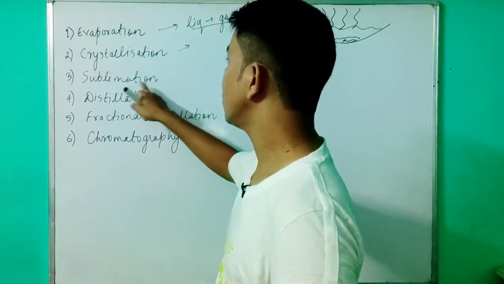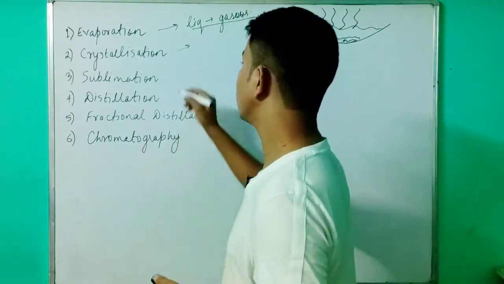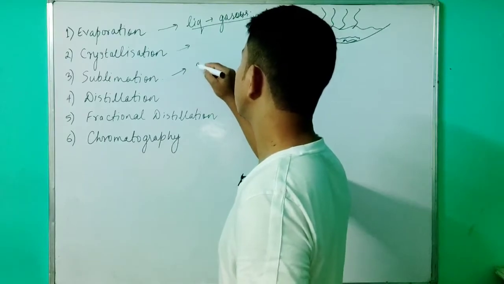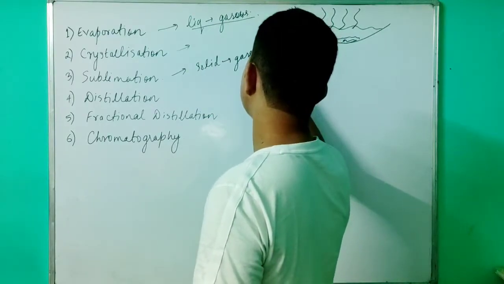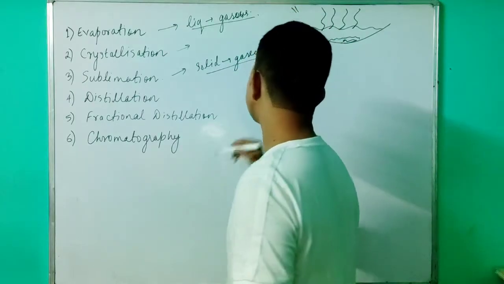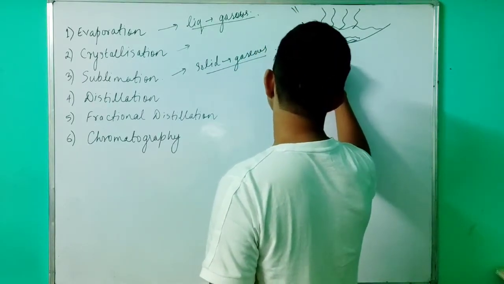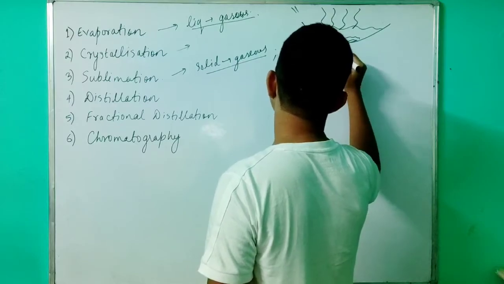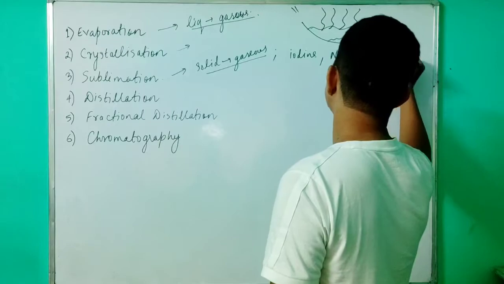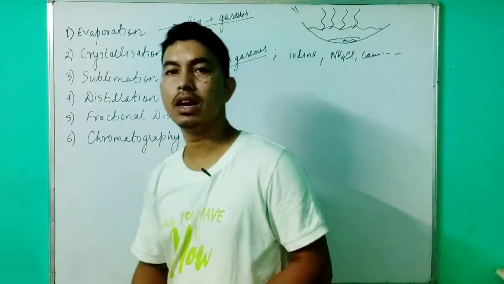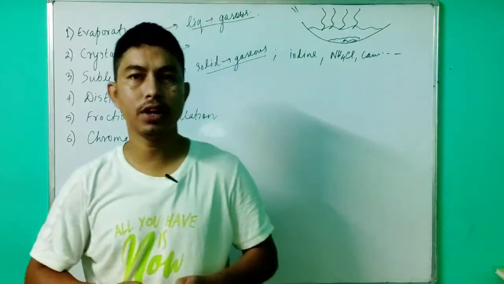The third process is known as sublimation. We know that sublimation is a process in which a solid directly changes into the gaseous state. There are some substances like iodine, ammonium chloride, and camphor. Many substances are there which, on heating, directly change into the gaseous state.